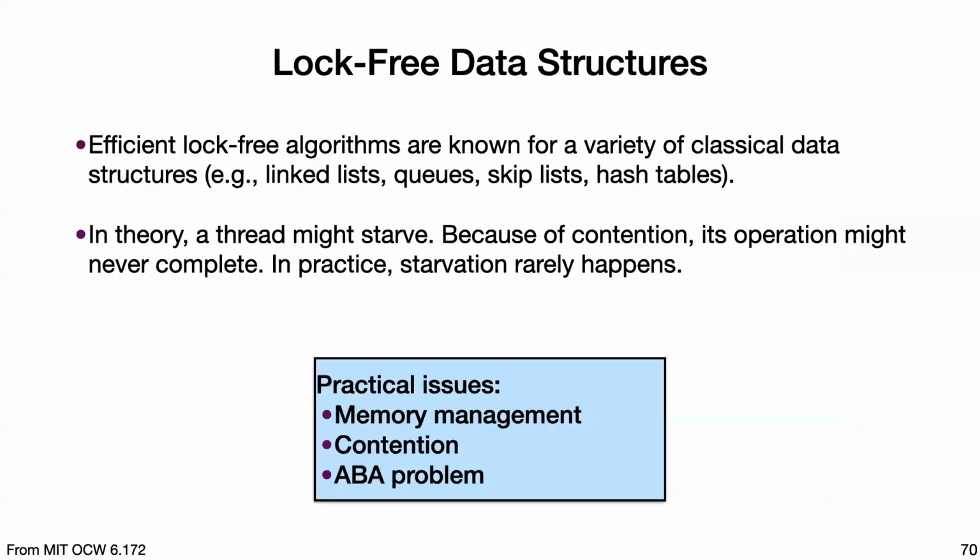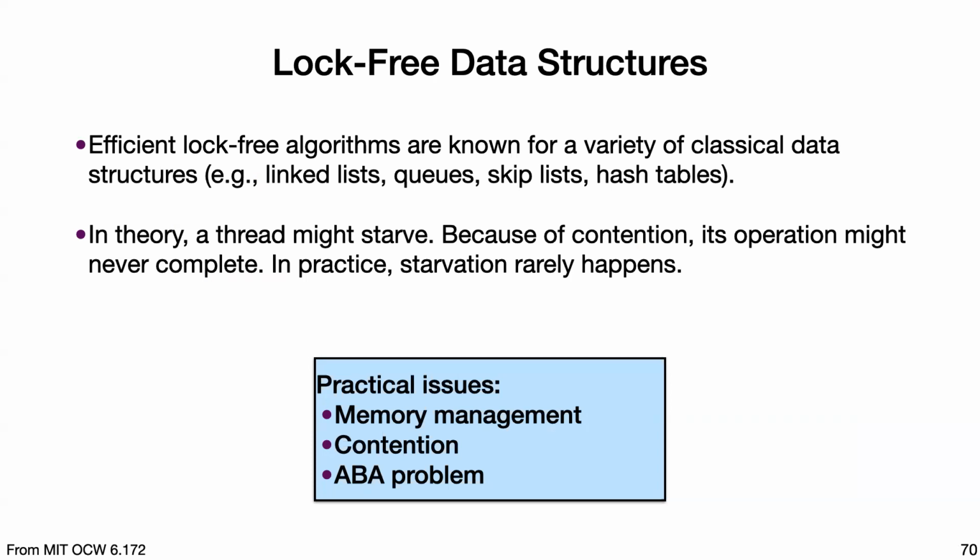Yeah, so, I'm almost out of time, but to wrap up, we talked about stack in terms of lock-free. There are a lot of known classical data structures with lock-free variants like linked list, queue, skip list, hash tables, and they're basically all built on pointer compare and swap. In theory, a thread might starve because if the thread never completes its compare and swap, then it can never continue. But in practice, it rarely happens because usually you don't have extremely high contention.